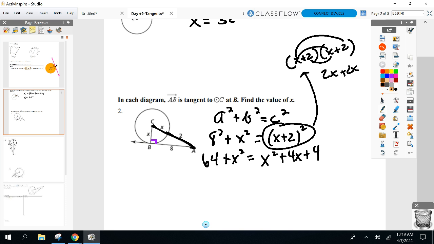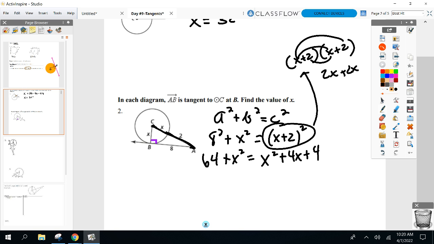Is everyone good now? What's your next move? I got all that great looking stuff there. What's your next move? Got to solve for X, right? Zach, thought? You have to move the 64 and the X squared over. You want to move the X squared and the 64? I can do that. That's fine. You can always move stuff over.